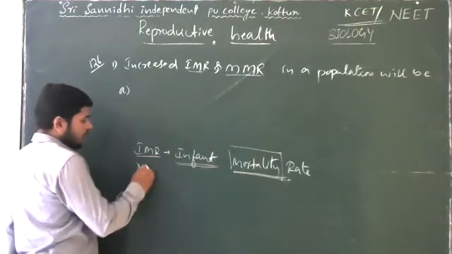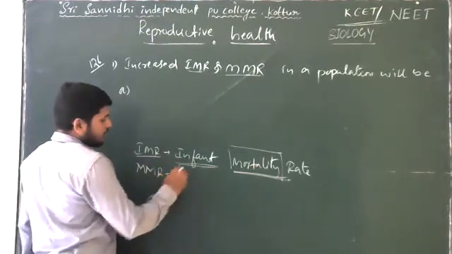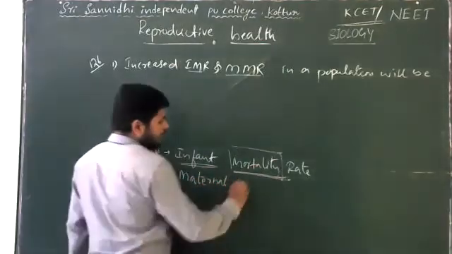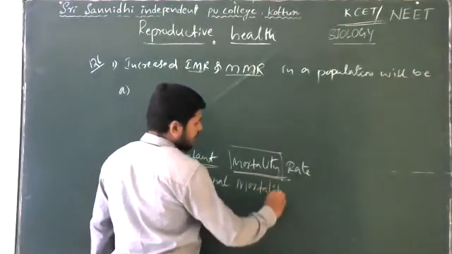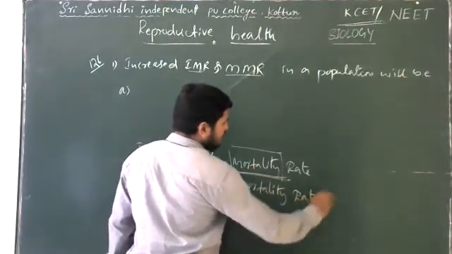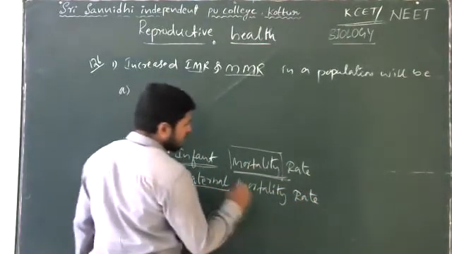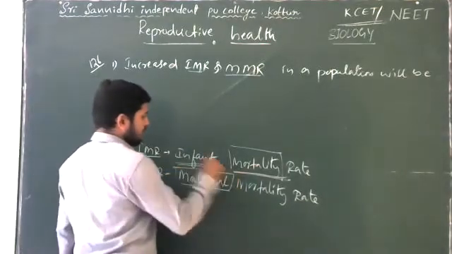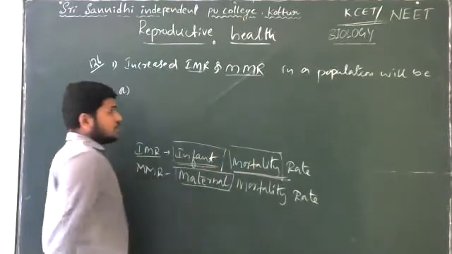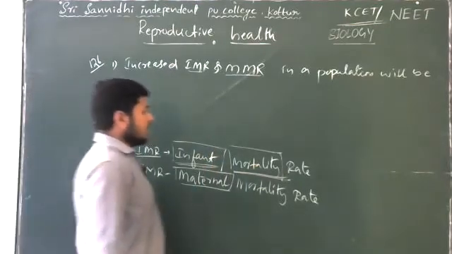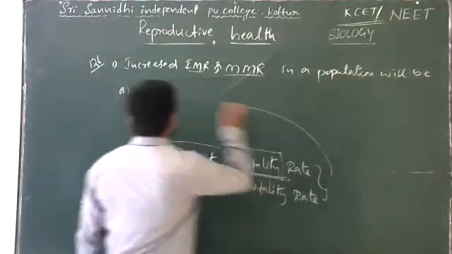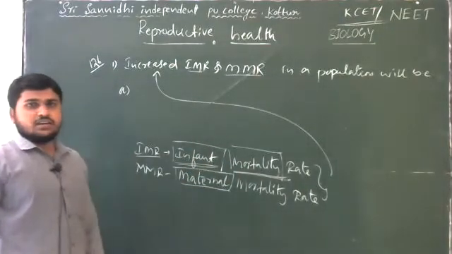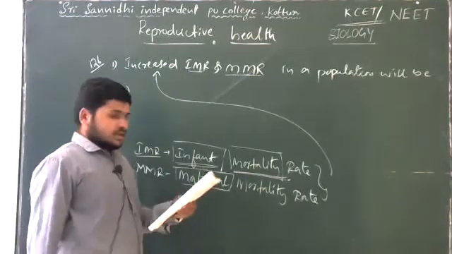MMR means maternal mortality rate. What do you mean by maternal? Mother mortality means the rate of death cases in mothers. So these IMR and MMR will be increased. What happens? There is no rapid increase in the population, right? So the first option is not the answer.